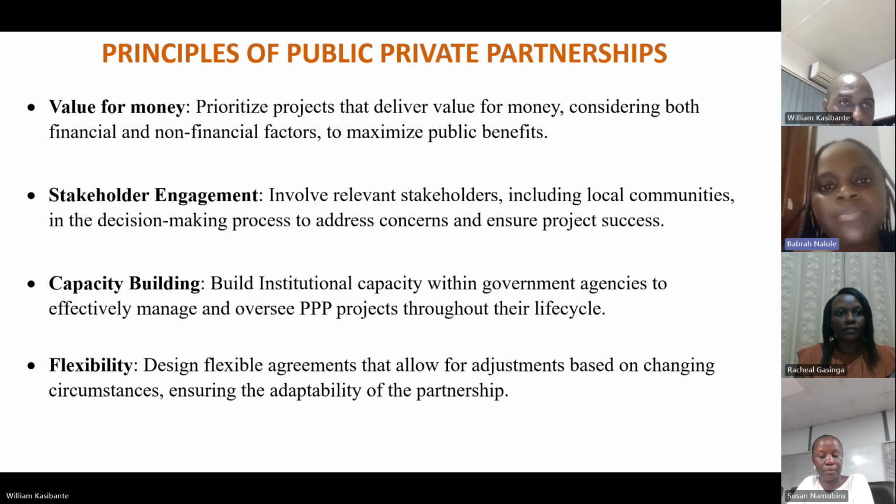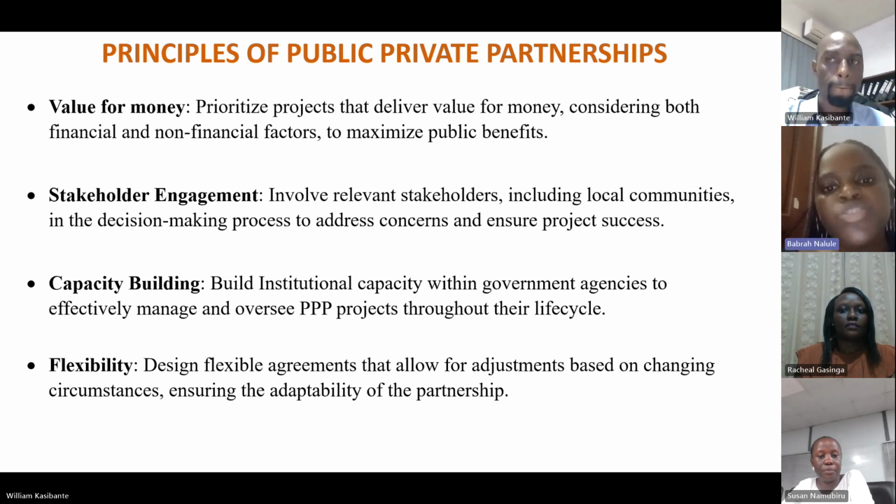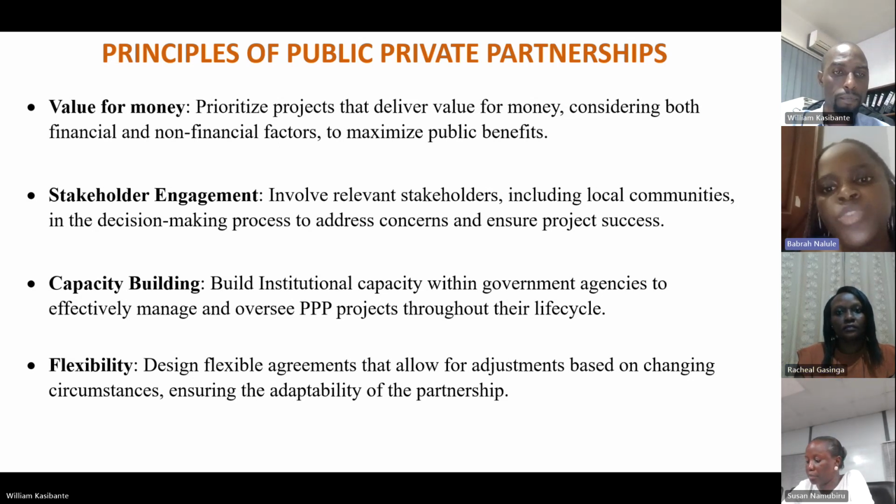Okay, thank you, William. Other principles of public-private partnerships include value for money, which will help to maximize public benefit; stakeholder engagement, a process that will help to ensure project success and involvement of all stakeholders; capacity building, which will help on the life cycle of the project and effective management; and flexibility, which will ensure the adaptability of the partnerships.